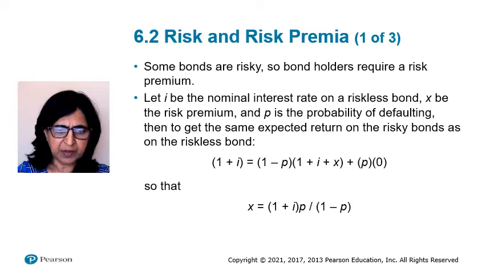So for example, if the interest rate on a riskless bond is 4% and the probability of default on the risky bond is 2%, then the risk premium required to give the same expected rate of return as on the riskless bond is 2.1%. For small values of i and p, a good approximation to this formula is simply x = p.